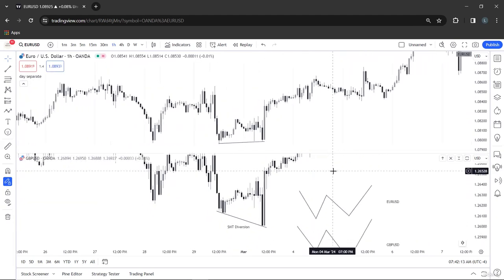So it's just a confluence to back up your higher time frame bias, right? The SMT divergence. That's basically what it is. Look for it on the 1 hour time frame, and it just helps me solidify my higher time frame bias.